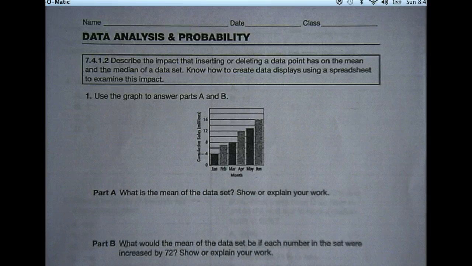The standard reads: describe the impact that inserting or deleting a data point has on the mean and median of a data set. Know how to calculate data displays using a spreadsheet to examine this impact.